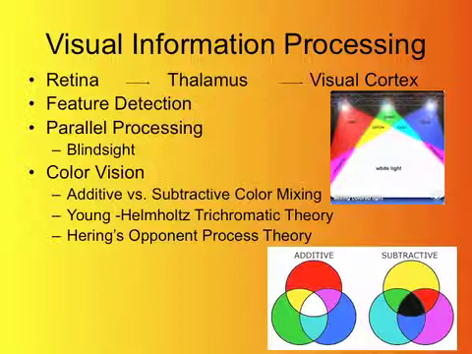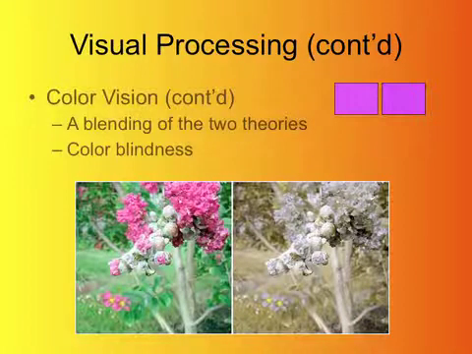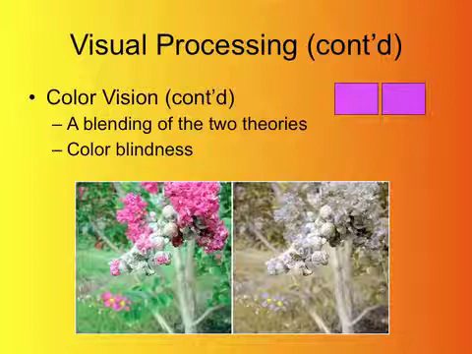Herring said that the chemicals in the cones are actually either working with one another or against one another. And so that's why you get the opponent process theory. He said that they would work in opposites, like red versus green, yellow versus blue, white versus black. And so that's slightly different. In all fairness, color vision is probably a blending of those two theories.